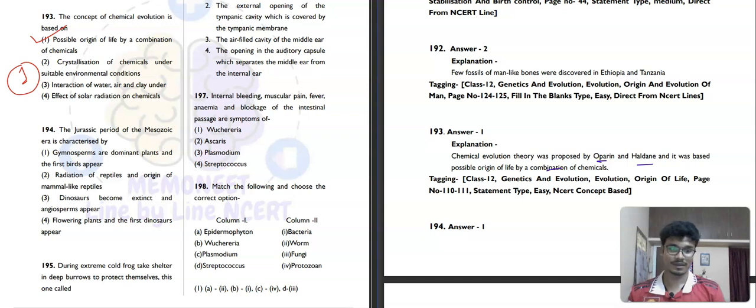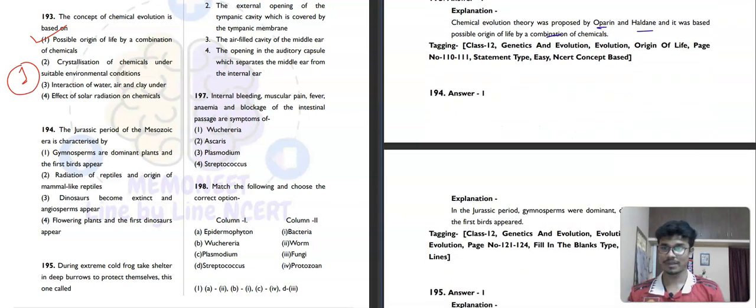Then question number 194. It is saying that the Jurassic period of Mesozoic era is characterized by gymnosperms as dominant plants, and the first birds appear. Radiation of reptiles and origin of mammal-like reptiles, no. In Jurassic period dinosaurs did not become extinct. Flowering plants and first dinosaur appear, no. In Jurassic period, gymnosperms are dominant, dinosaurs are dominant, and the first bird appears. So the first option here is our correct answer.